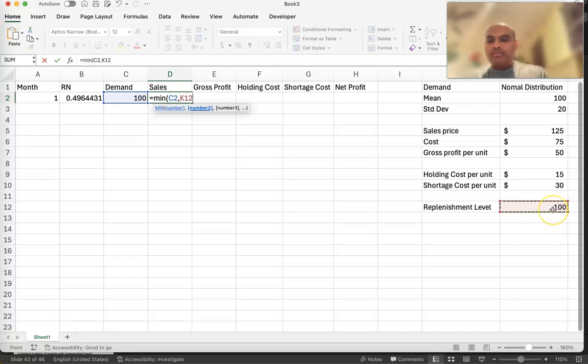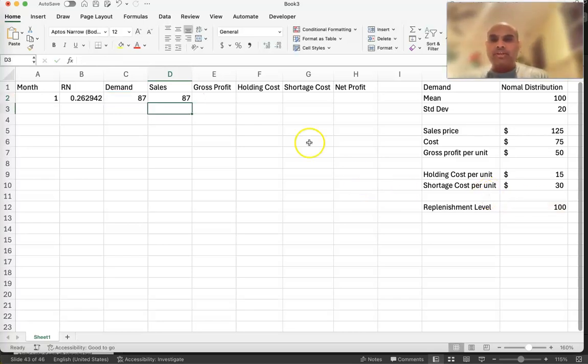Now the replenishment level is going to be the same, so I'm going to make that an absolute reference. Again, you could have just typed in 100 here and that will work too, but I want to change my replenishment level and have the formulas change automatically. So what this does is, when demand is 87, my sales are 87. But if I generate a different random number, and demand is 118, then sales are still only 100 because I only have 100 routers on hand. But for the 18 extra routers, I will be assessed a shortage cost. And that's the idea there.